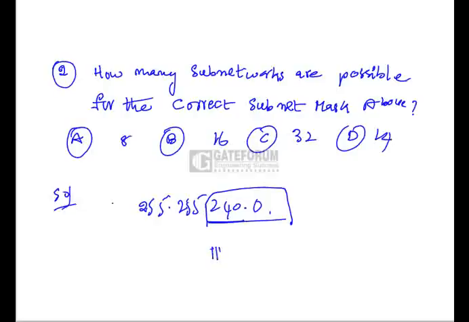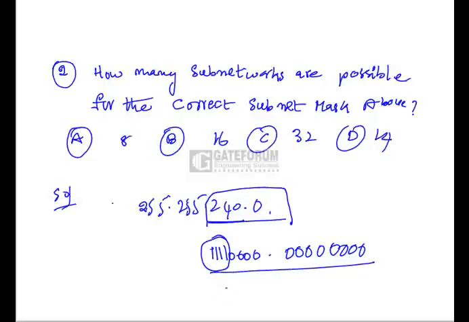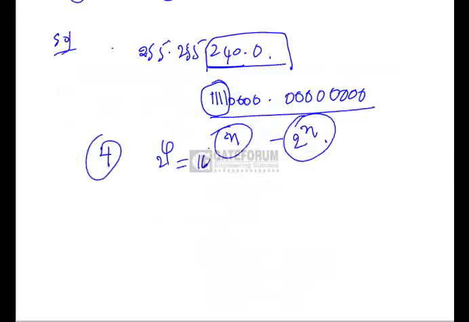240 is 11110000 00000000. So this is the host part, out of which 4 bits are borrowed. If n bits are borrowed from the host part, 2 power n different subnetworks are possible. As we borrowed 4 bits, 2 power 4, 16 subnetworks are possible. So option B is the right option here.